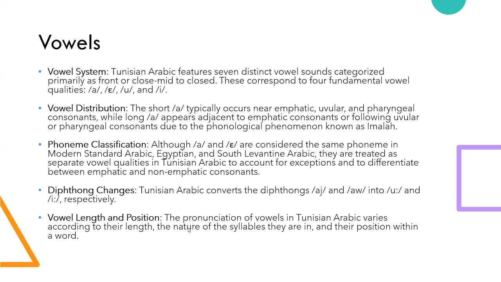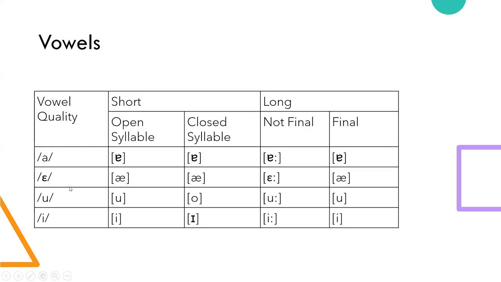Concerning the vowels, to differentiate between the emphatic minimal pairs and their non-emphatic counterparts, we differentiate between the emphatic a and the plain a sound. That's why Tunisian, according to our convention, despite the theory of the Imala, includes four vowel qualities instead of three.